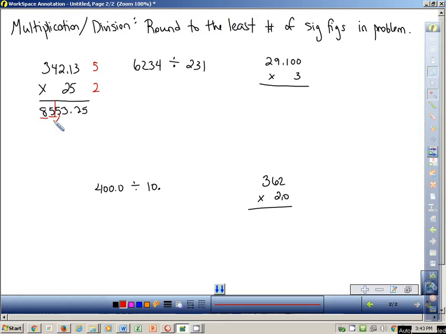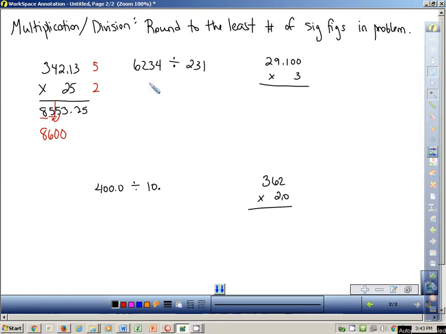Well, there's a 5 next to it, which means that's going to round to 86, and then we're going to put in 2 placeholder zeros. I'm not going to put in any decimals because with multiplication and division, it's not about decimal places and place value, it's about the number of sig figs. So my final answer for this one is 8,600.